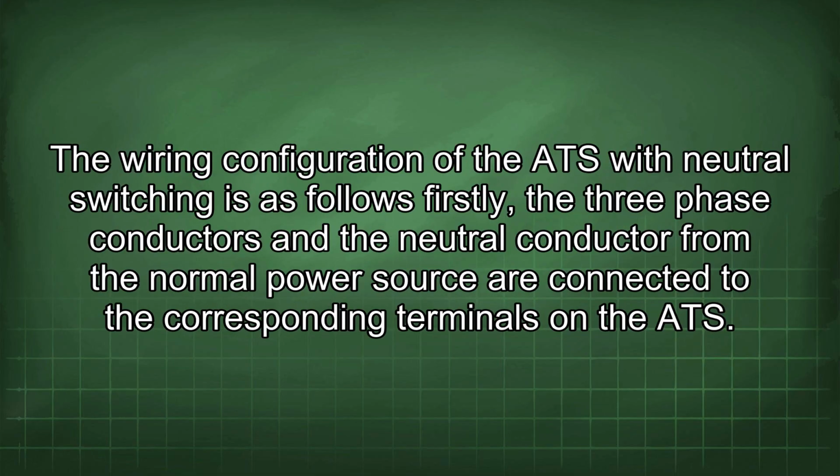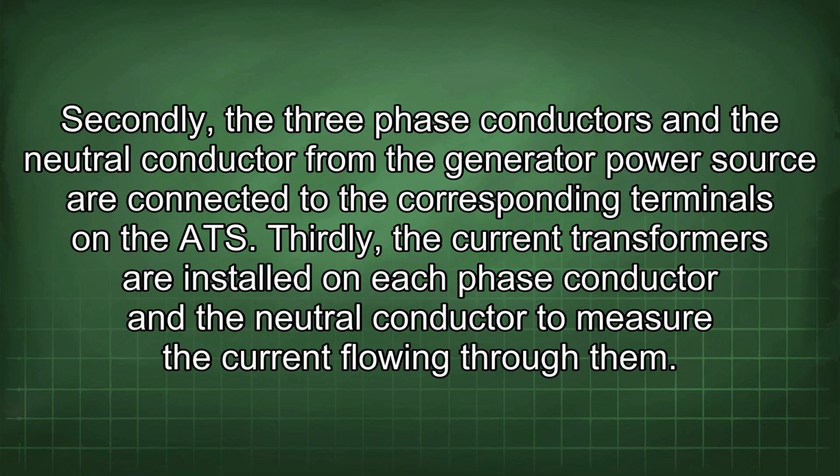The wiring configuration of the ATS with neutral switching is as follows. Firstly, the 3 phase conductors and the neutral conductor from the normal power source are connected to the corresponding terminals on the ATS. Secondly, the 3 phase conductors and the neutral conductor from the generator power source are connected to the corresponding terminals on the ATS.